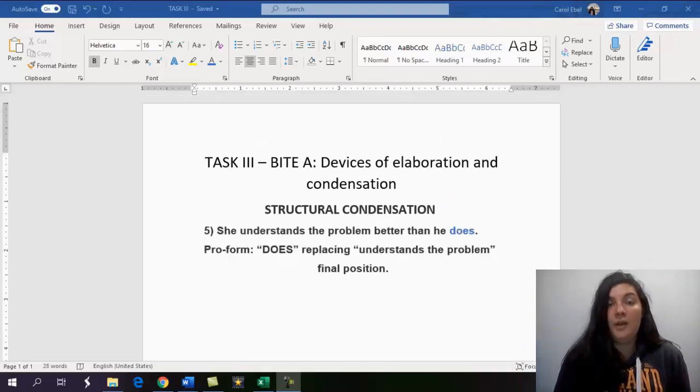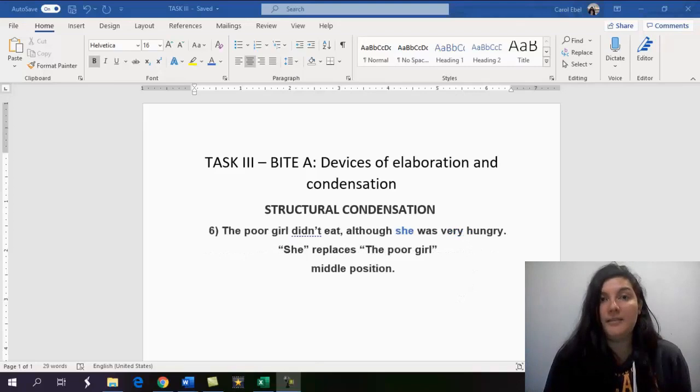In exercise 5, we can find a whole new word used to condense information from the previous clause. Imagine that if we don't use the word does, in this case, we would say she understands the problem better than he understands the problem. And this is redundant. So in order to avoid this repetition and to avoid redundancy, we have used a proform, which is the word does.